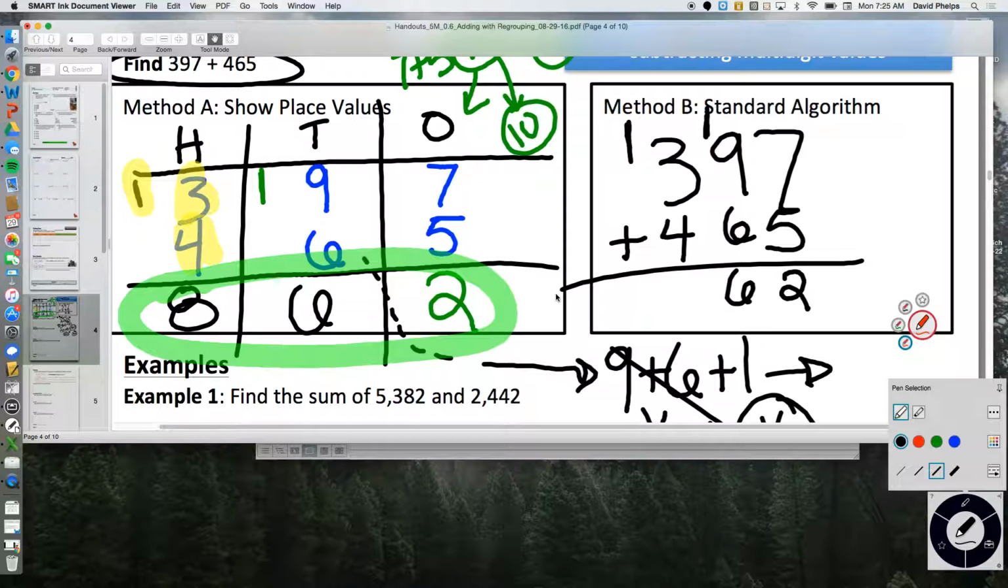Now let's look at our hundreds place. We have 1, we have 3, and we have 4. Well, if we add all those up, we would get 1 plus 3 is 4, plus another 4 is 8. 862. Put a bubbly thing around it so we know it's our final answer. 862. And you'll notice both methods gave us the same answer. Nice work, kids.